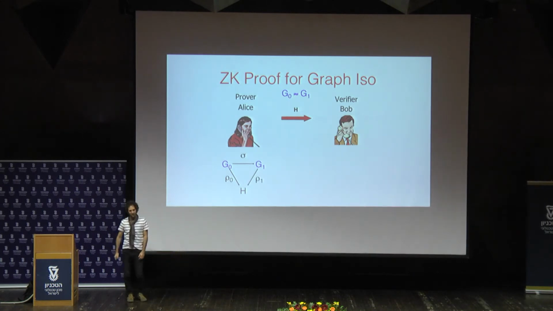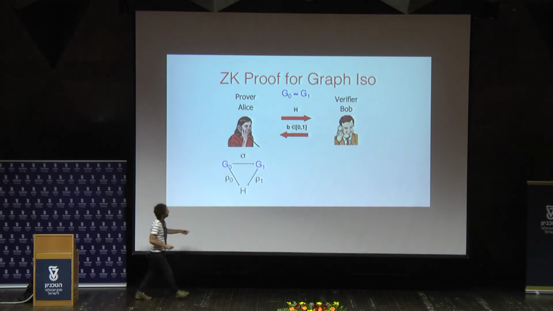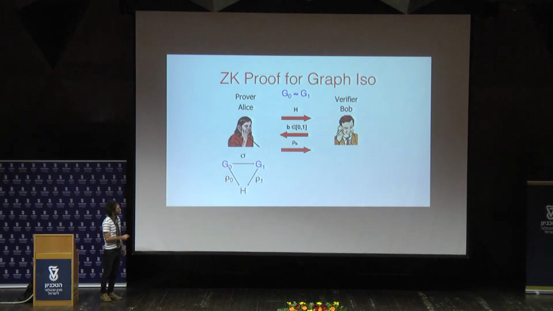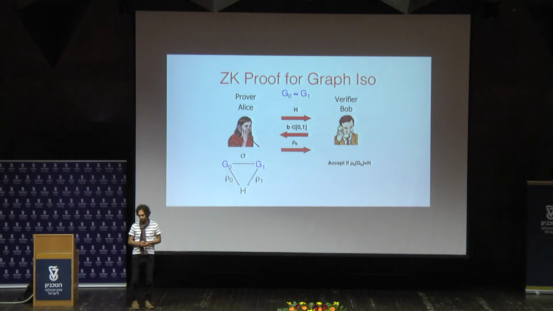What Bob's going to do is send a bit, either 0 or 1, and basically ask her to reveal how to go from G0 to H or G1 to H. So if he sends 0, then she needs to tell him how to go from G0 to H. And if he sends 1, she tells him how to go from G1 to H. Okay? And he will accept if indeed the permutation she sent was good. Does it make sense? Yeah.